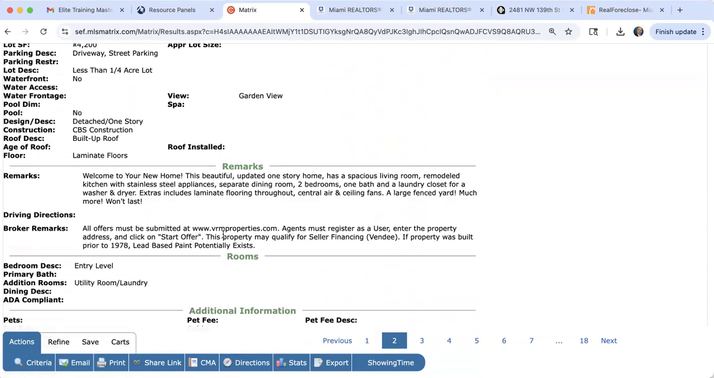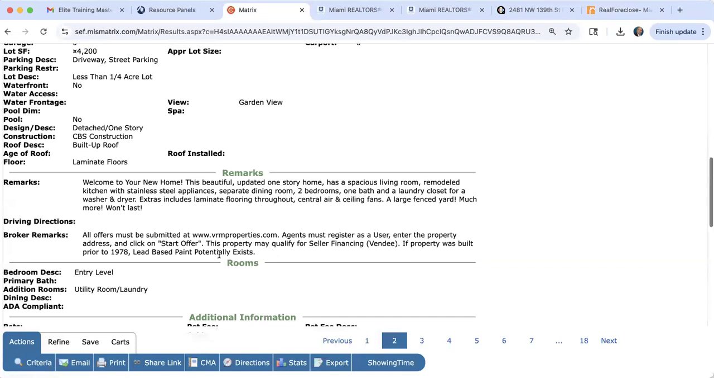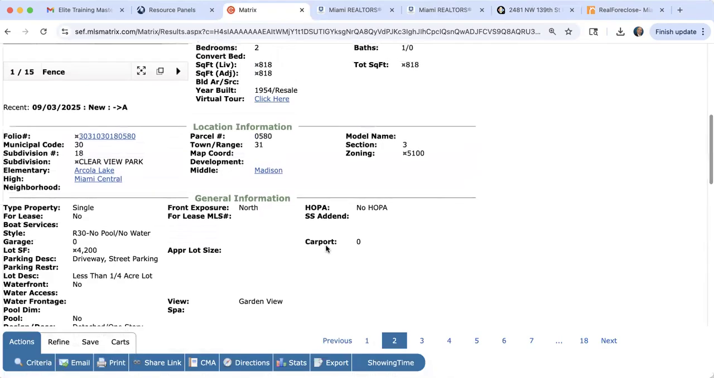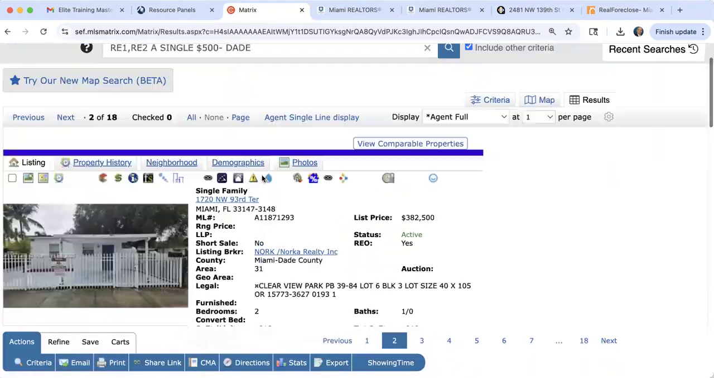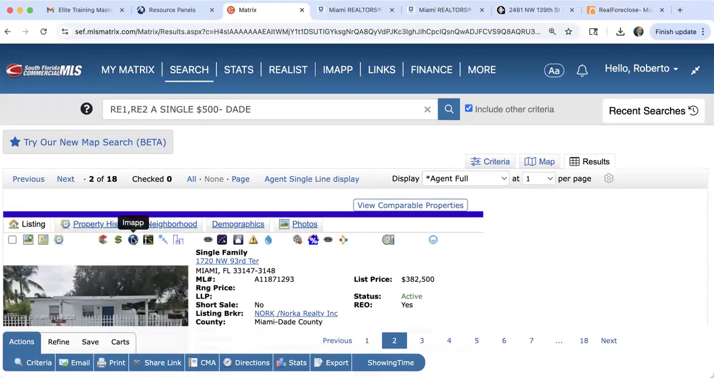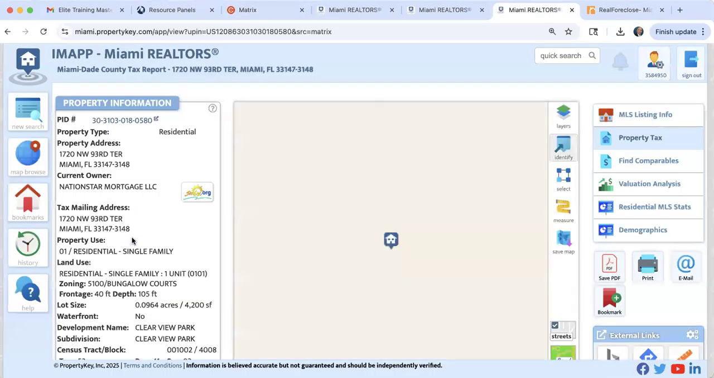You're going to click on start offer. The property may qualify for seller financing. If the property was built before 1978, lead-based paint potentially exists. So you want to study this property. It's been on the market for 14 days now. And of course, you click on IMAP and we start the whole process over.